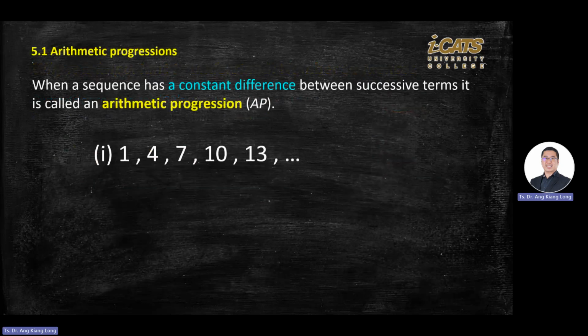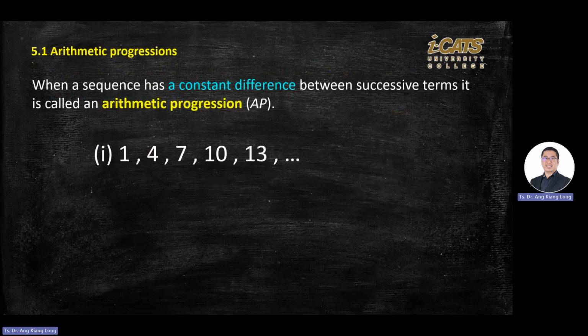Okay, so we start with AP, arithmetic progression. As you can see here, you are given a series of numbers: 1, 4, 7, 10, and 13. If you plot on the graph y versus x, you will see that it's a straight line, right? So in mathematics, how do we identify or justify that this is an arithmetic progression?